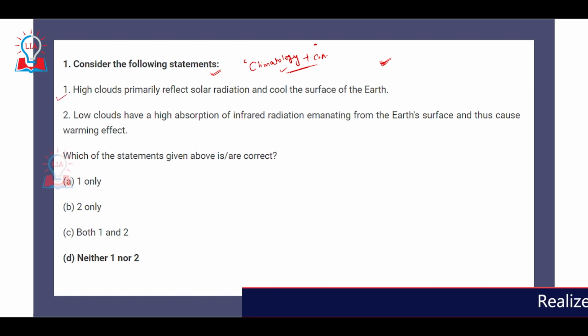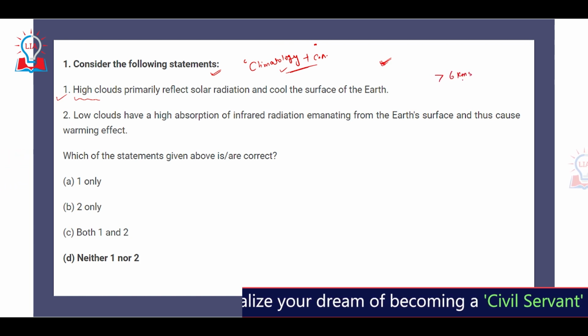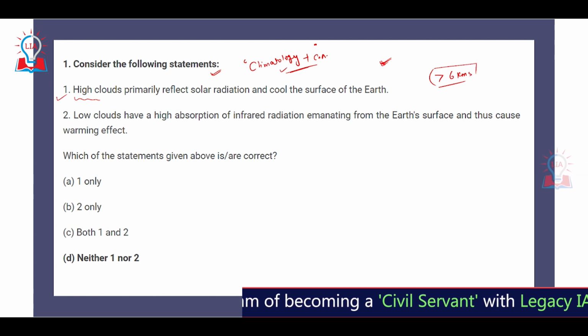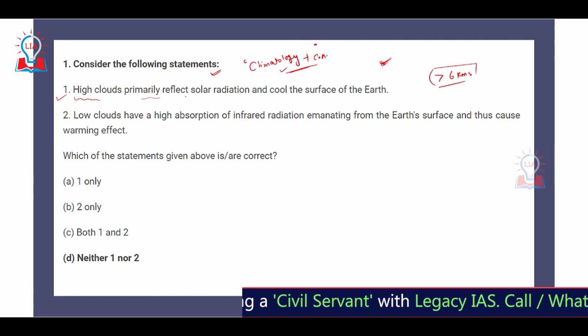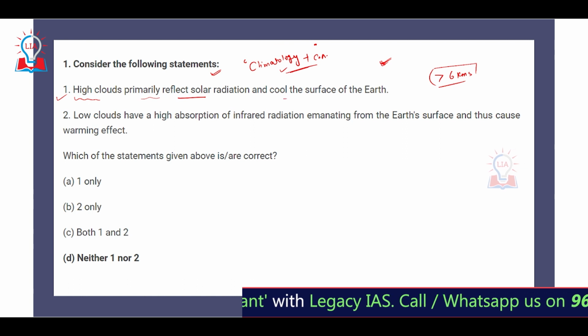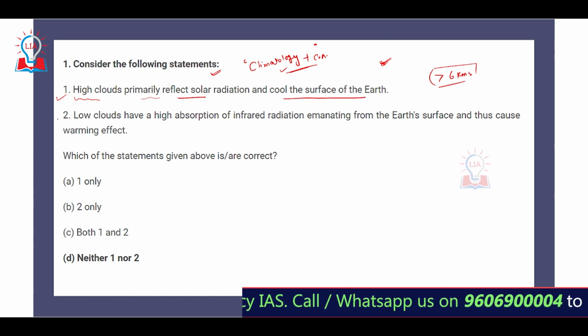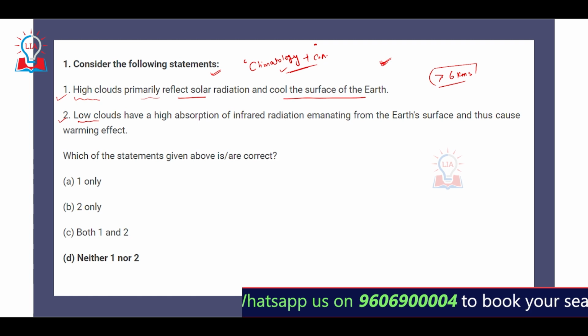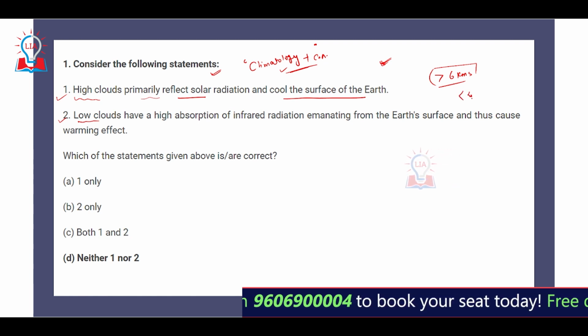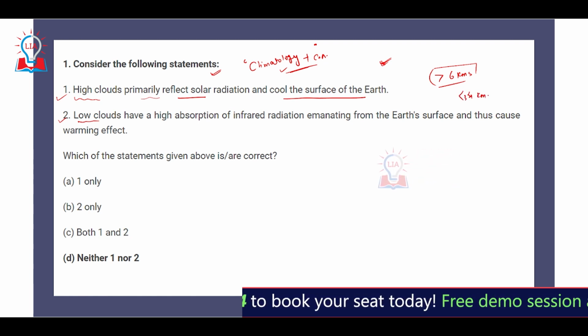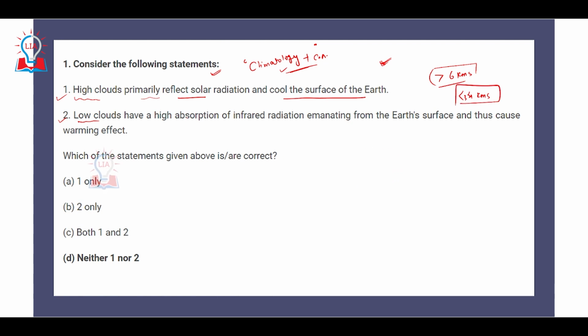So two statements are given. First of all, it is about the high clouds. Now, high clouds generally are those clouds that are situated higher than 6 kilometers in the atmosphere. So the statement is that high clouds primarily reflect solar radiation and cool the surface of the earth. And the second statement is about the low clouds. Low clouds are those clouds which are situated below 3 to 4 kilometers in altitude in the atmosphere. So they have high absorption of infrared radiation emanating from the earth's surface, and the effect is of warming.